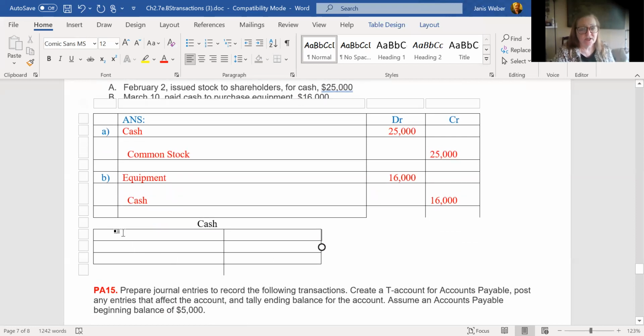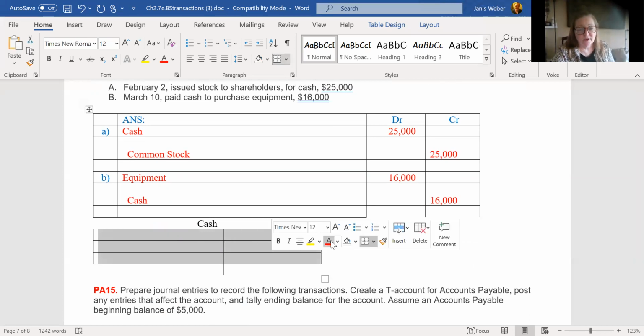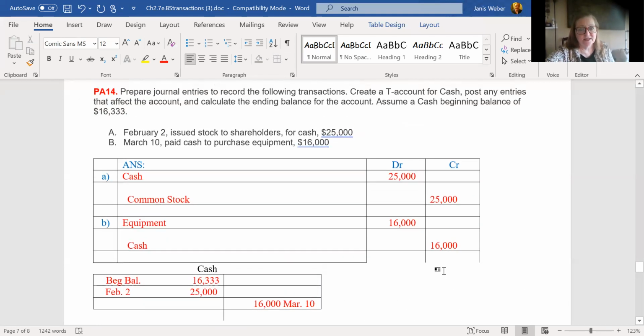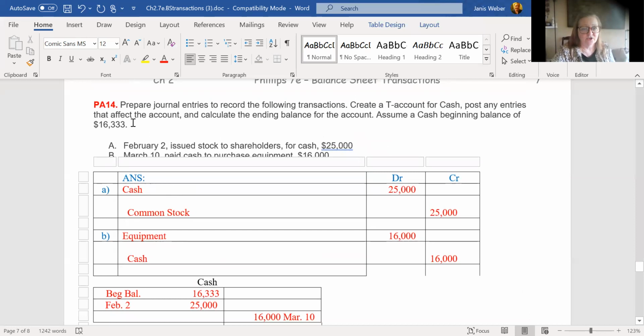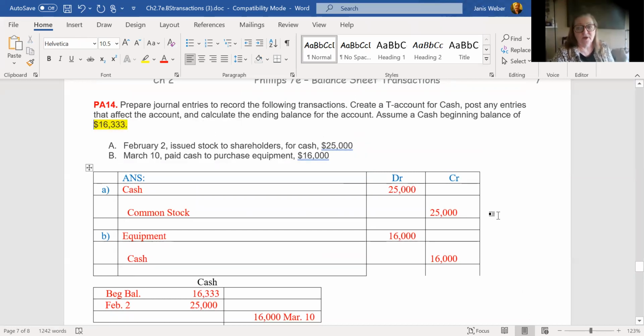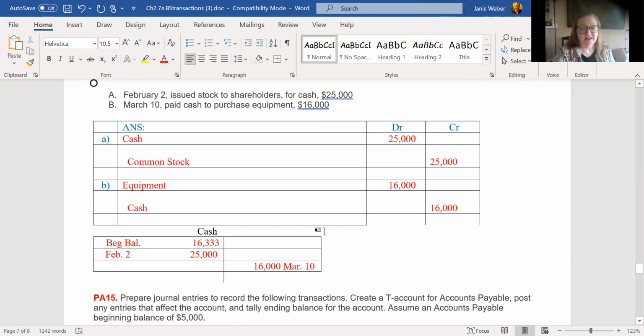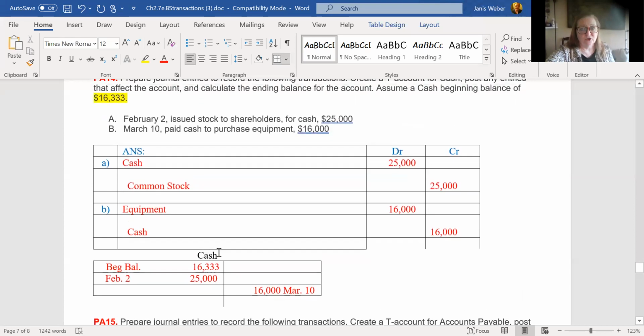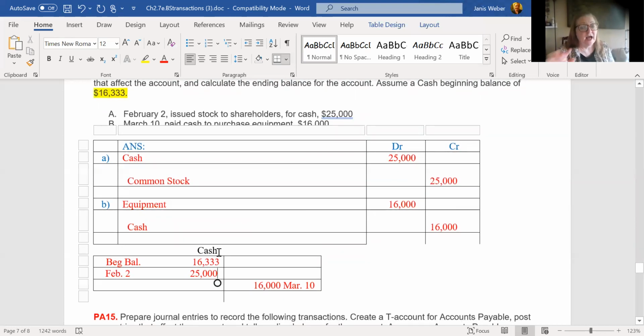So we're just going to post it. We would debit cash for $2,500 for transaction A, and we would credit cash for $16,000 for transaction B. And this one had the little gotcha right here where they gave you a beginning balance. So we had to enter that in our T account if they give it to you. So since they gave me that $16,333 beginning balance, I had to enter that as my beginning cash. And then I post my 2 entries.